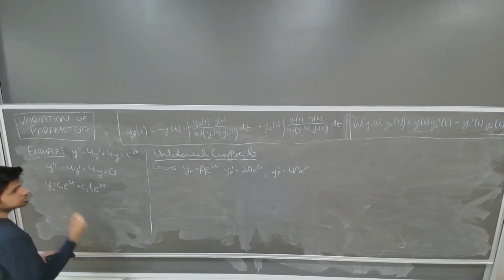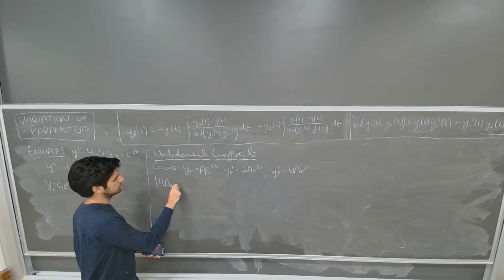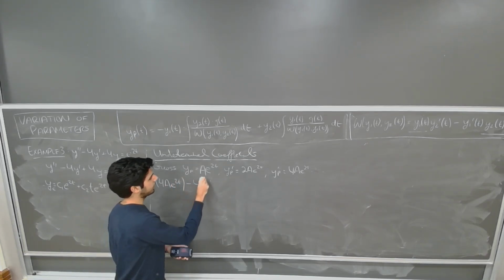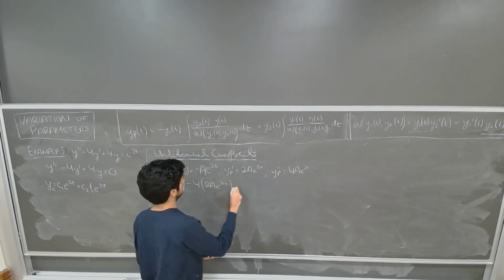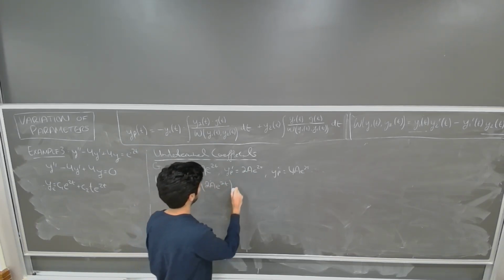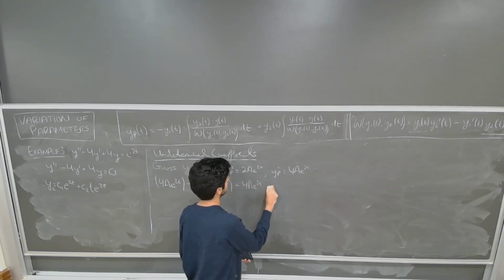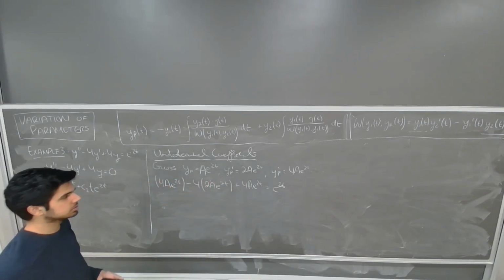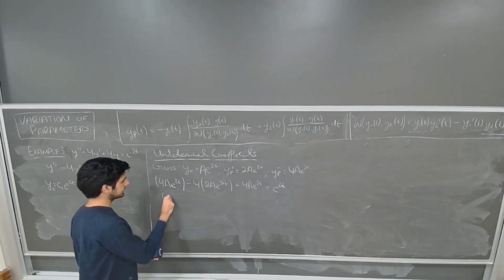And now we can substitute back into here. Y double prime, minus 4y prime, plus 4y. And we set this equal to the right-hand side, e to the 2t. In doing so, we get this.